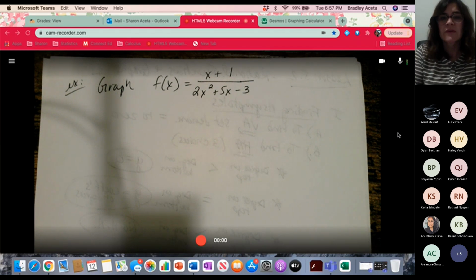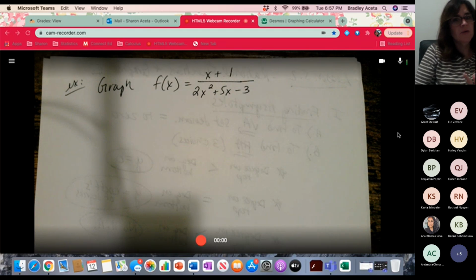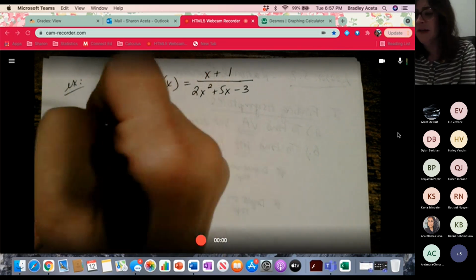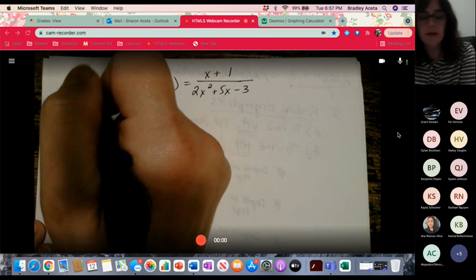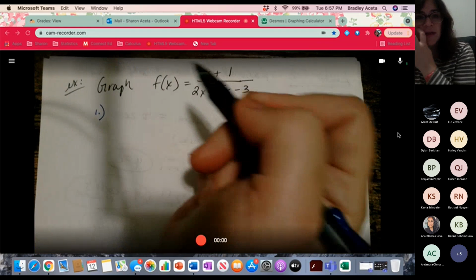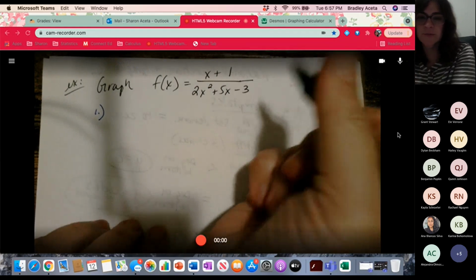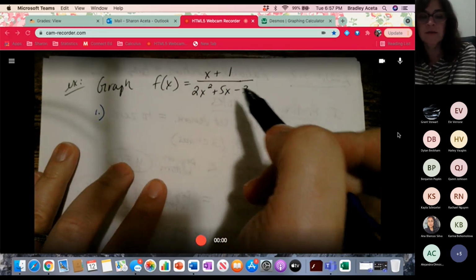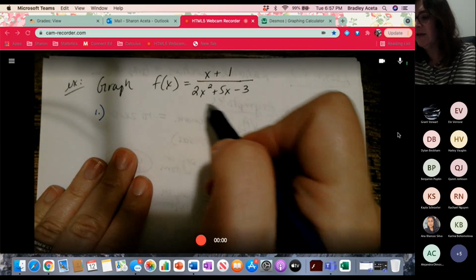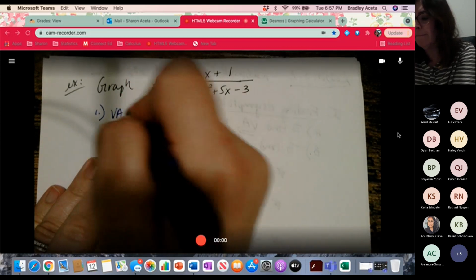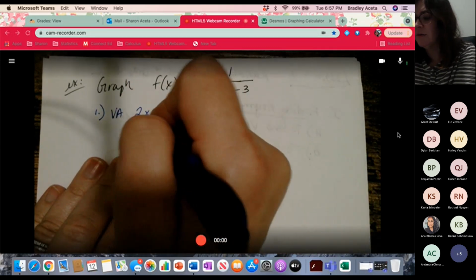Okay, so I did this one on purpose because I want to make sure we know how to factor. I was reprimanding my calculus students today because they still don't know how to factor. So it gets me upset. Vertical asymptote: you set the bottom equal to 0.